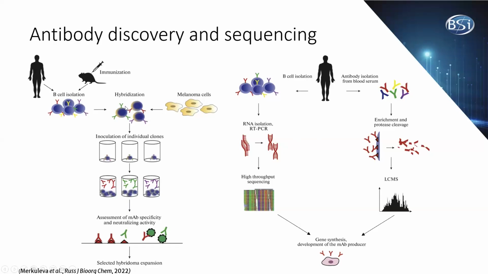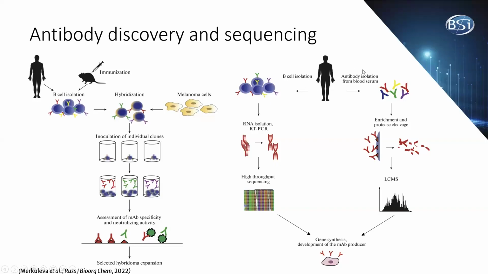So on the left side here, you can see after immunization, these cells are isolated, and then a hybridoma cell line is generated by fusing them to a melanoma cell line. After hybridization, individual clones are isolated and then screened for having the antibody with binding affinity of interest and neutralizing the target antigen. So although there's been a lot of success with this approach, it's a very laborious process and can take months in order to complete.